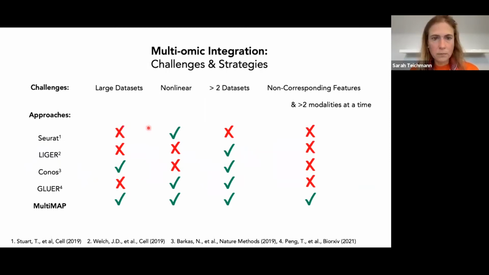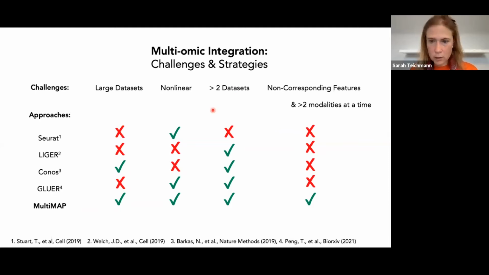Now, there are different multi-omic integration approaches that are out there. Seurat, Liger, Conos, Glue are some of them. And the one that I'm going to present in this talk now is a new one called MultiMAP, which we have an old version on bioRxiv, and also the code is on GitHub.